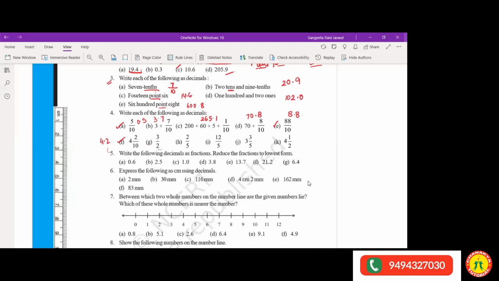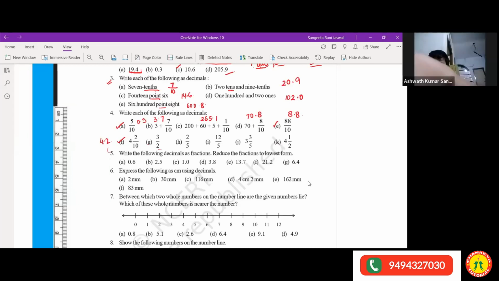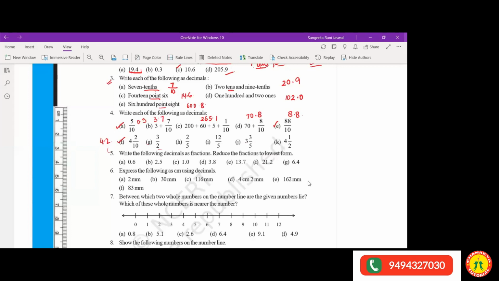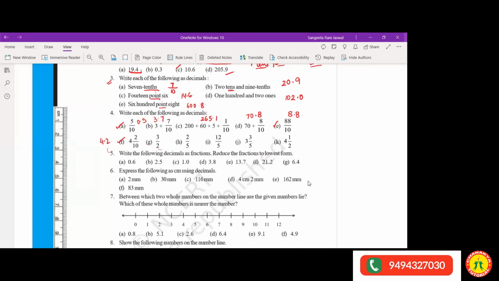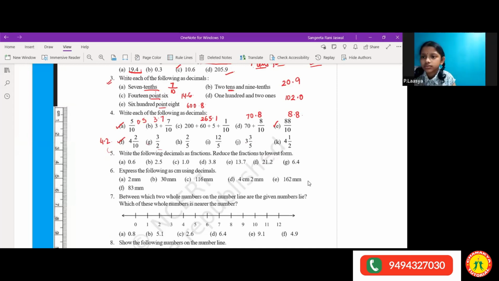Ashwath. Ma'am, we should first convert 2 into 10 by multiplying by 5, and do the same to the numerator. So we will get 15 by 10. So 1.5. That's also correct. You can simply divide and check that.